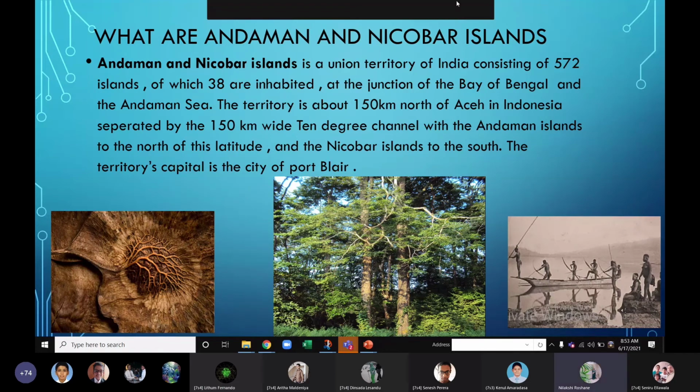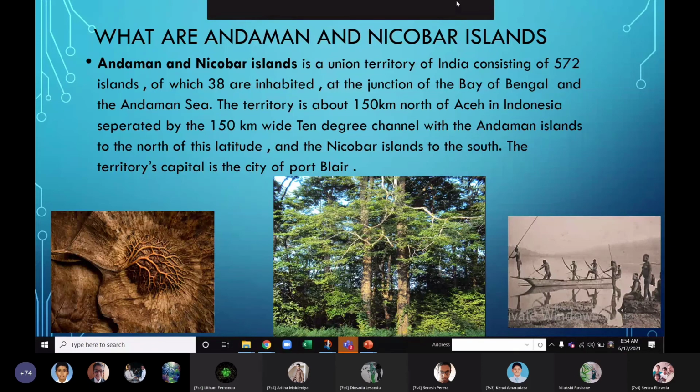What are the Andaman and Nicobar Islands? The Andaman and Nicobar Islands are a union territory of India consisting of 572 islands, of which 38 are inhabited, at the junction of the Bay of Bengal and the Andaman Sea. The territory is about 150 kilometers north of Aceh in Indonesia, separated by the 150 kilometer wide Ten Degree Channel, with the Andaman Islands to the north of this latitude and the Nicobar Islands to the south.